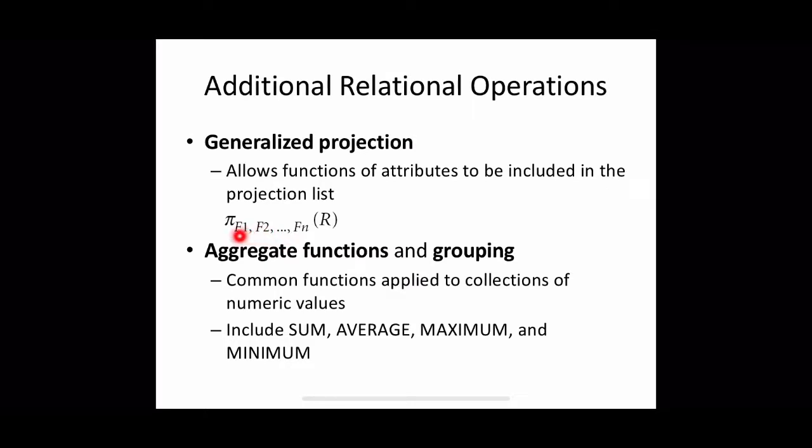This will be some functions of some selected attributes. Just for example, in case of the employee relation, instead of directly listing out the different attributes like SSN, salary, etc., we can apply some functions on salary, like 20 times salary or something. Some function can be applied on different attributes. Such a projection operation is called generalized projection.